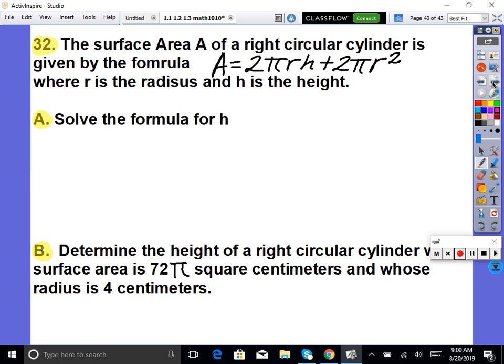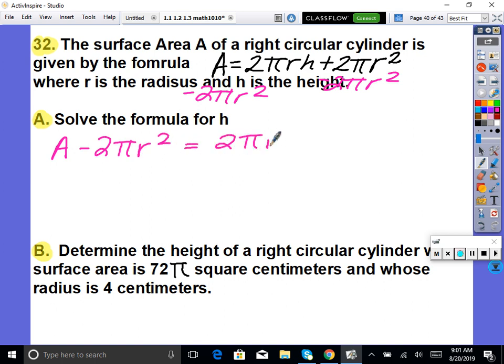Are we doing anything different than what we just did? No, just because there's words in it doesn't make it hard necessarily. So let's just solve for H. First step, subtract 2 pi r squared, right, guys? It's not just a variable. Don't let the square throw you off. We're not solving for r, are we? No. So we subtract. We have A, so we're subtracting 2 pi r squared. So A minus 2 pi r squared equals 2 pi r h.